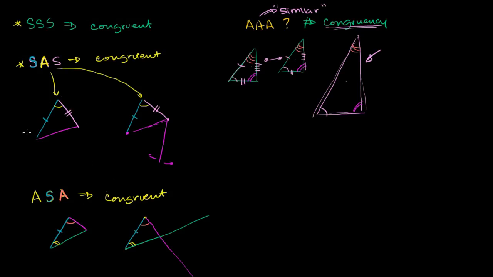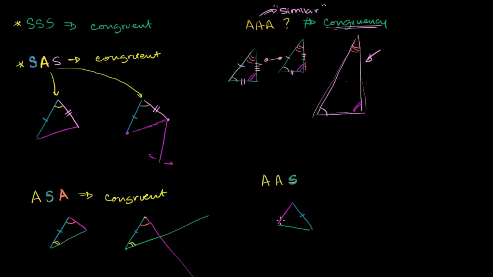Now let's try angle, angle, side. So once again, let's have a triangle over here. It has some side. So this one's going to be a little bit more interesting. That's the side right over there. And then it has two angles. And let me draw the other sides of this triangle. I'll draw one in magenta and then one in green. And there's two angles and then the side.